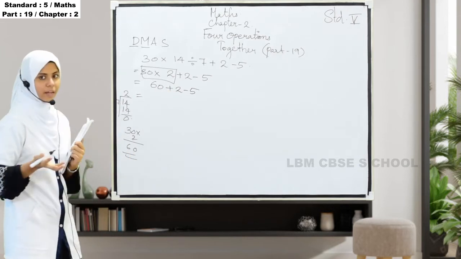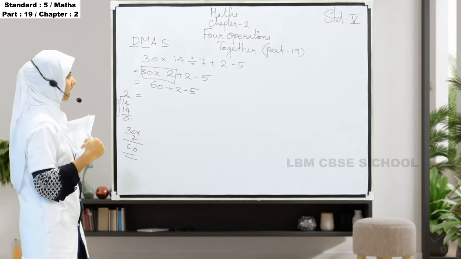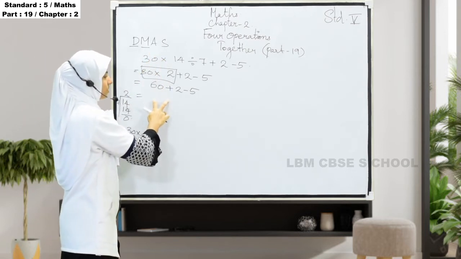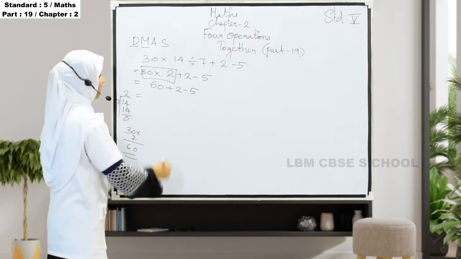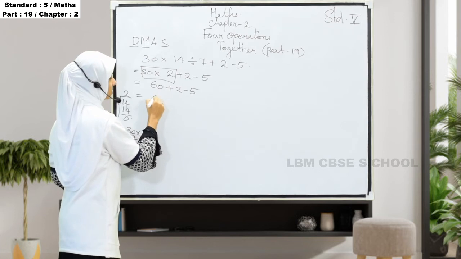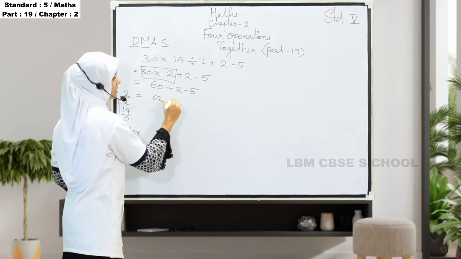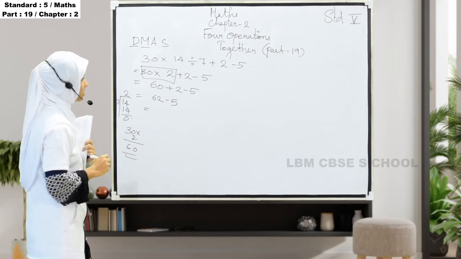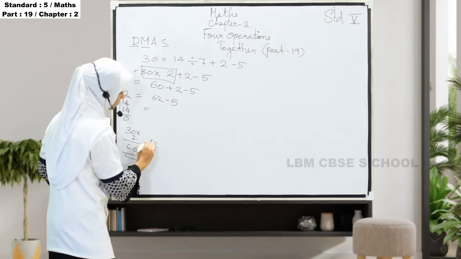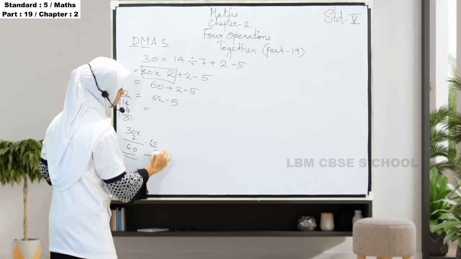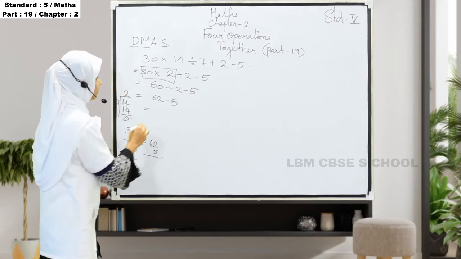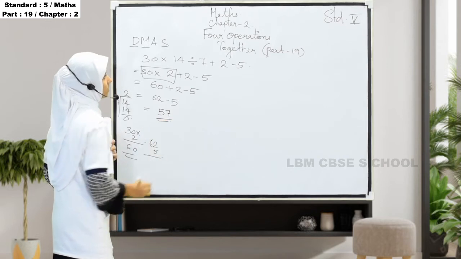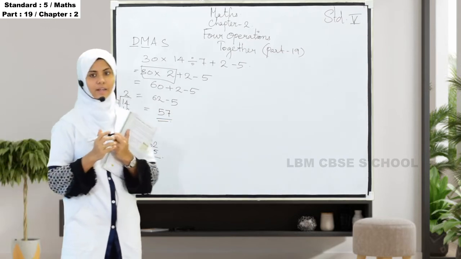Then plus 2 minus 5. Then we know that when addition and subtraction come together, first we have to solve addition. First do addition, then subtraction. Okay, then 60 plus 2 is 62. Then minus 5. Then solve 62 minus 5. We will get what? 57. Isn't it? So you got the final answer.